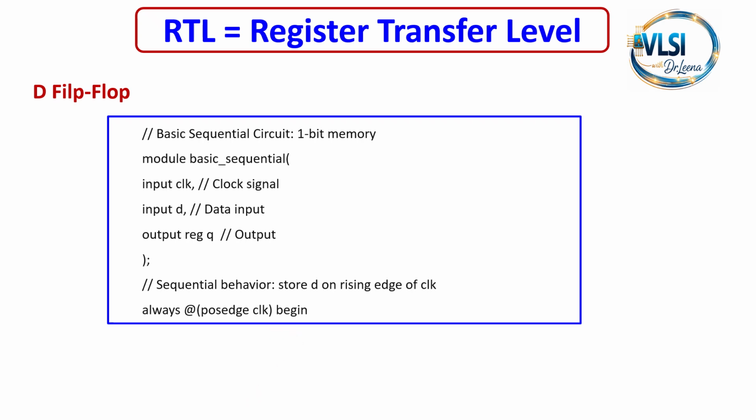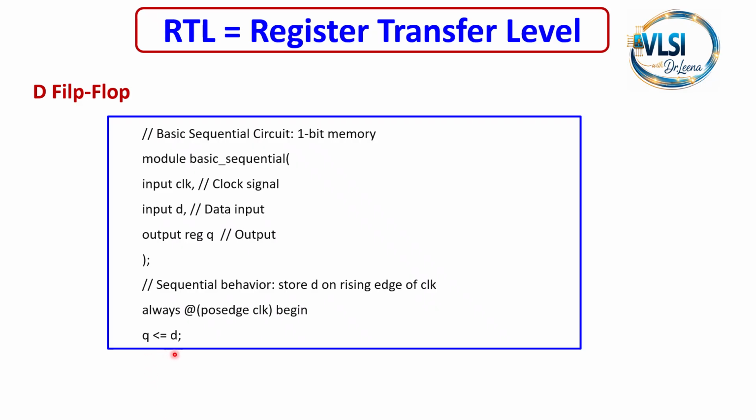And we are beginning with, look at this, Q <= D. Here, <= is a non-blocking assignment. It means that it stores the value of D and updates Q at the end of the time step and avoids race conditions. This means on every rising edge of the clock, Q next is equal to D. So this behaves exactly like a D flip-flop.